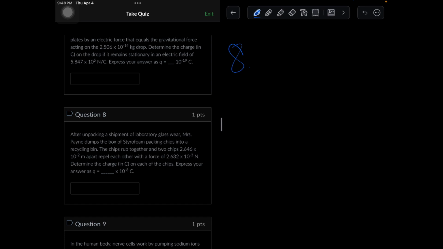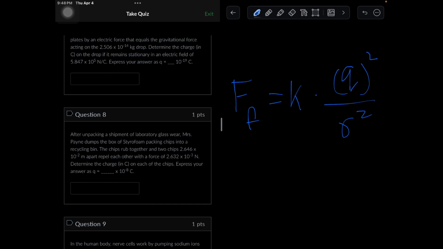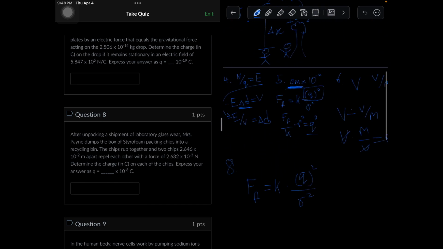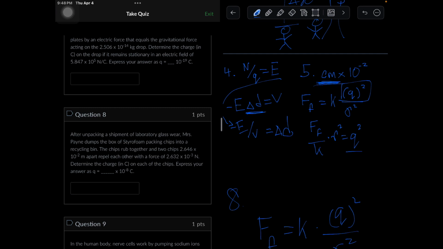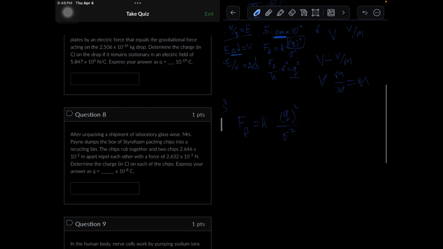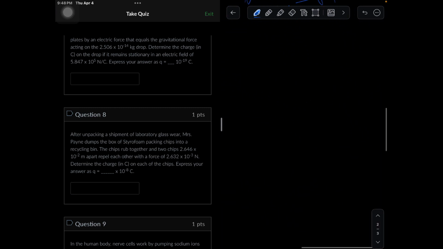In order to find the charge of each of these chips, you would essentially do the same thing where you're given the field force, and you would just solve using Coulomb's constant times the charge of the chips. We're assuming they have equal charge, and you would take the distance value and square that. Same thing as we did for question 5. You would input the same equation and solve for your values.